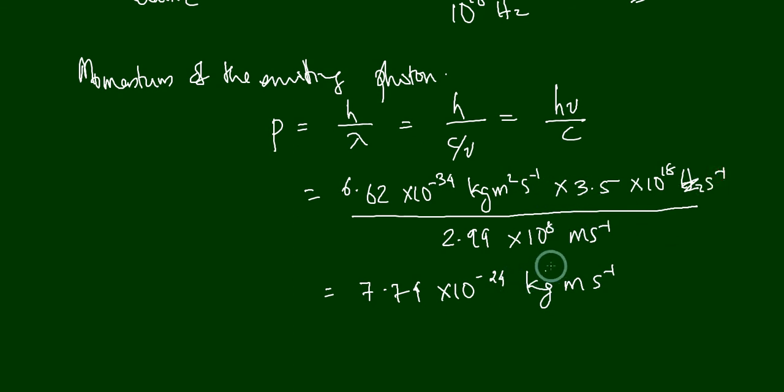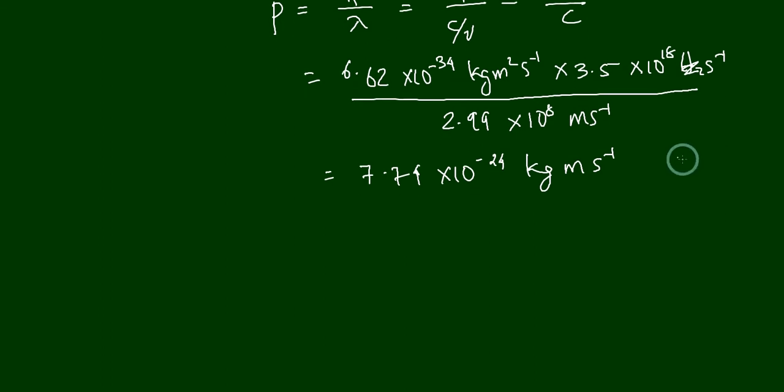So this is kilogram meter second raised to minus 1, because 1 meter from here and 1 meter from here will be cancelled, and second inverse from here and second inverse from here will be cancelled. So what is remaining is kilogram meter second raised to minus 1. That's why it has this unit. So that is a unit of the momentum. Okay, because momentum is equal to mass into velocity. Kilogram is the unit of mass, and v has the unit meter per second. So the momentum has the unit kilogram meter per second. So it's the same unit we have got here also. So the momentum of the photon is 7.74 into 10 raised to minus 24 kilogram meter second raised to minus 1.